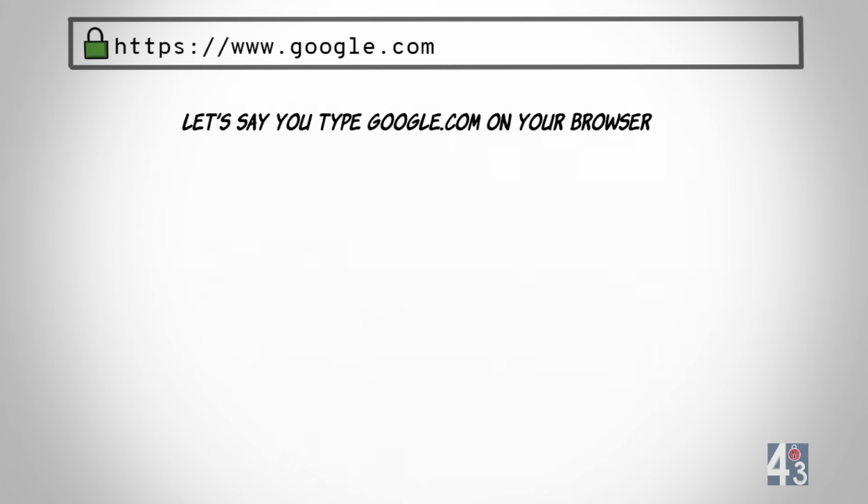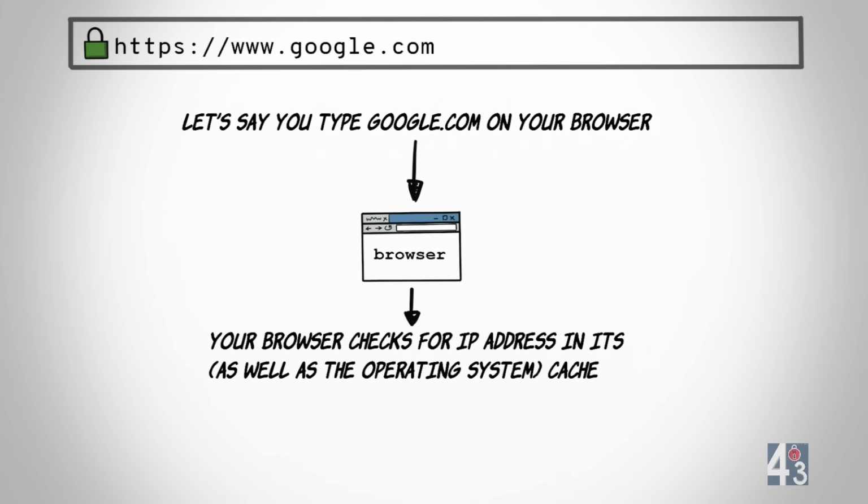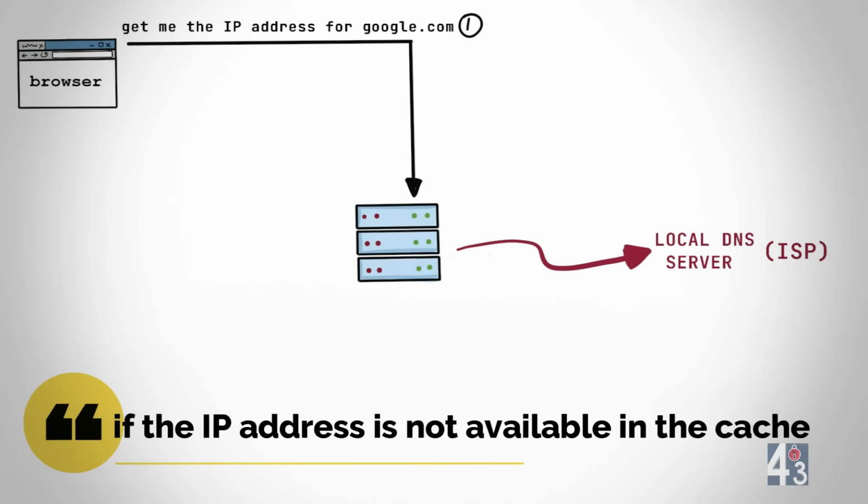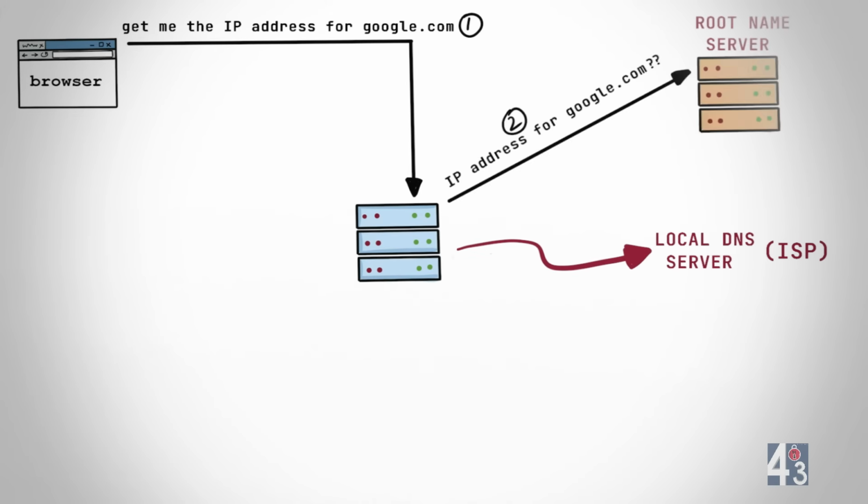So let's say you either type the name of the website or click the link https://www.google.com on your browser. Your browser looks into the browser's or the operating system's cache to check if the IP address of the typed domain name exists. If it's not found in the cache, your browser communicates with the local DNS server, this being commonly your internet service provider, for requesting the address of www.google.com. If the local DNS server does not have the IP address for the domain name in its cache, it requests a server called the root name server for the same.